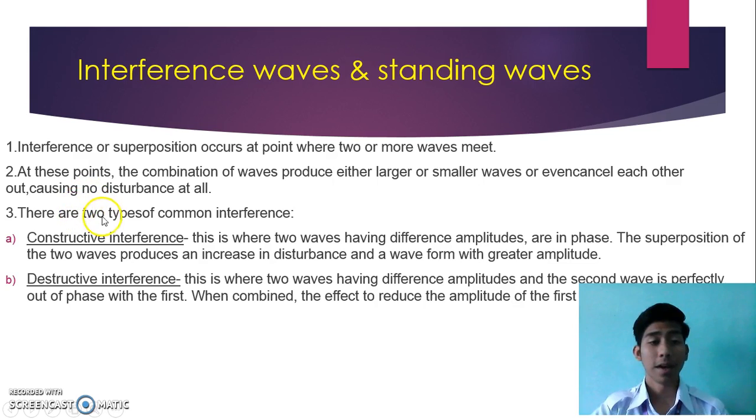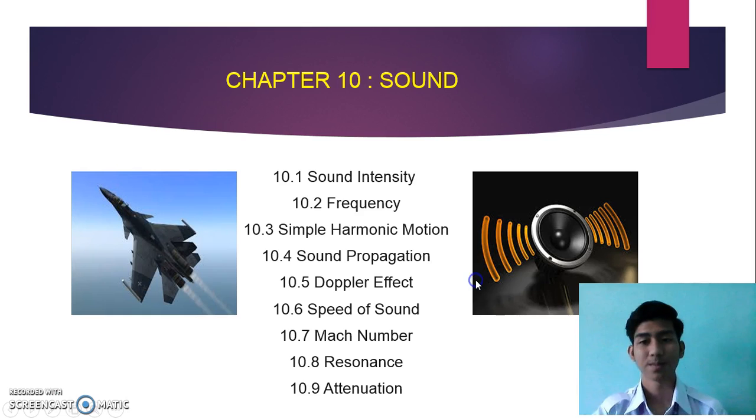Okay, there are two common types of interference: constructive interference and destructive interference. Constructive interference is where two waves superpose and the wave produced has increased amplitude. Destructive interference is where two waves having different amplitudes, and the second wave is produced out of phase with the first. When combined, the effect reduces the amplitude of the first wave.